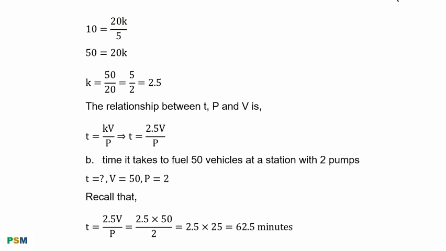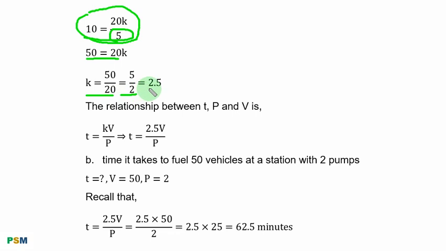At this point, we have replaced the various parameters in order to find K. From here, multiply through by 5 to clear fraction. You have 50 equal to 20k. Divide both sides by 20 in order for k to stand alone. When you reduce, you have 5 over 2.